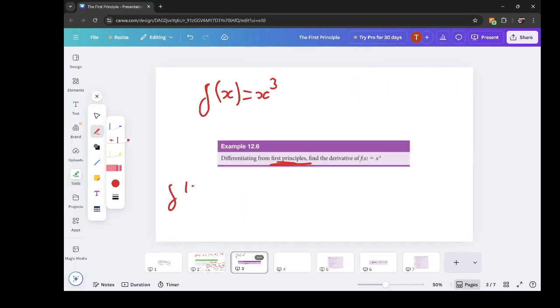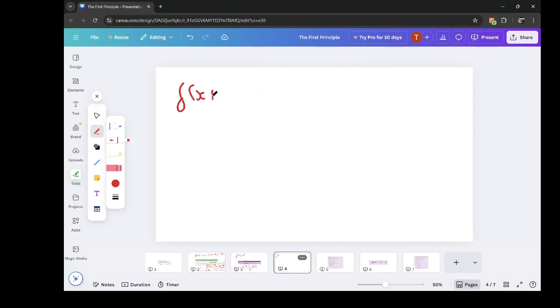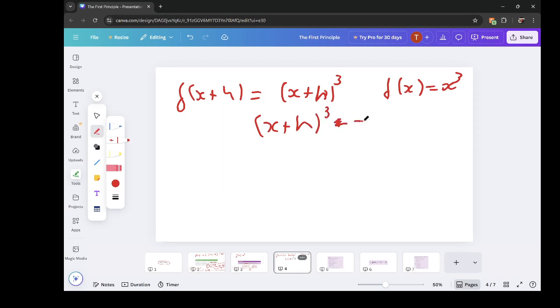You know that f prime of x is equal to f of x plus h, sorry, minus f of x over h. That is your first principle formula. So now we're going to apply that. So f of x plus h is equal to x plus h to the power of 3. Yes, f of x to the power of 3. f of x is just x cubed. So now we have everything we need. So we plug in x plus h to the power of 3 minus x cubed over h.